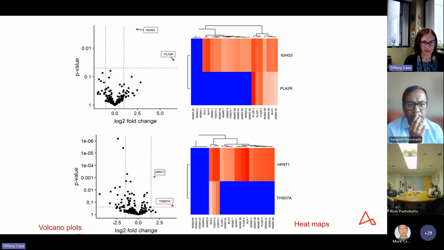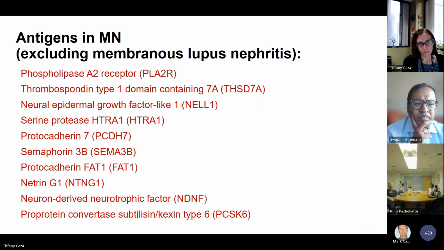And what the data looks like is that we'll plot it out on a volcano plot where you have your high fold change or low p-value is going to be in this upper right corner. And so this is a case where you had PLA2R positivity, and then this is just immunoglobulin heavy chain. You're going to have a lot of immunoglobulins in this plot, since protein G is going to pull out the immunoglobulins. Here's a THSD7A case, and so on.